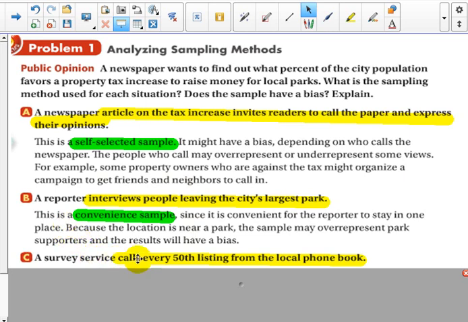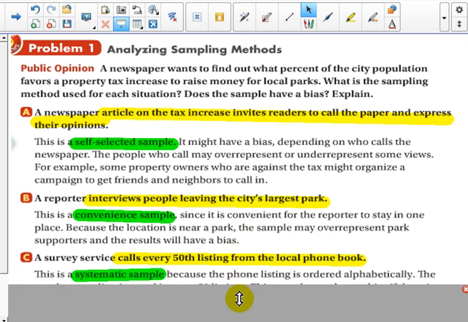But that's when all these survey people would just cut the phone book up and draw randomly and do all these surveys like that. Or they would just, like they say, take every 50th listing and start calling at regular intervals. So they're ordered alphabetically and they're taking every 50th listing. So that's a systematic sample.